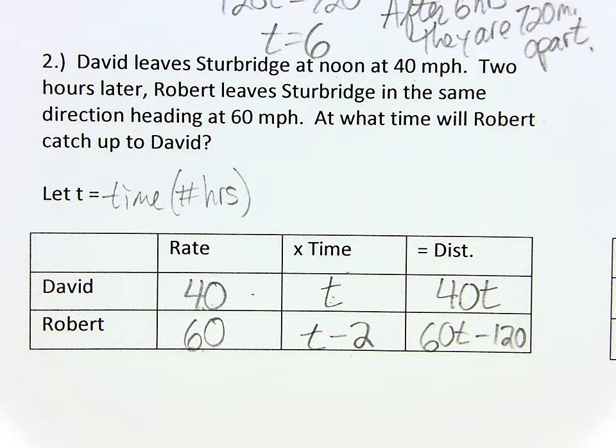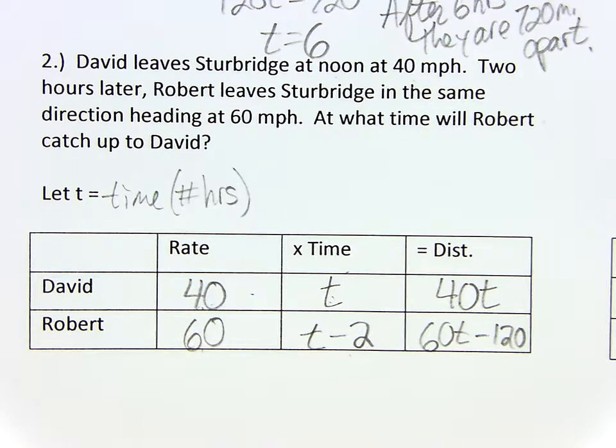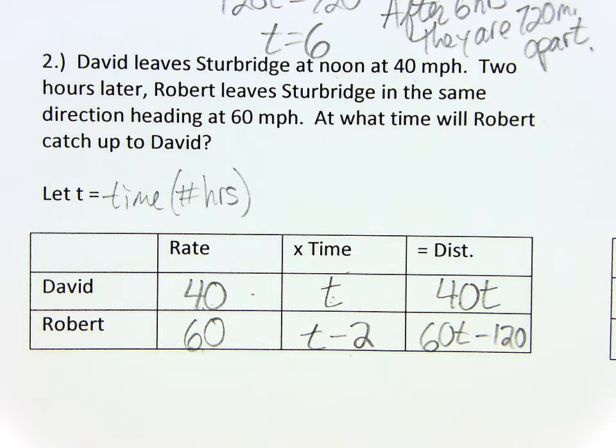He leaves. Two hours later, he leaves. When they catch up to each other, didn't they go the same distance? Yeah. Let's say that they met up in Worcester. They traveled from Sturbridge, and when they finally caught up to each other, they were in Worcester. The distance from Sturbridge to Worcester is the same, no matter how long it takes you to get there.